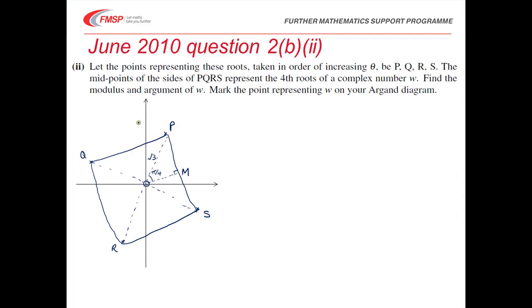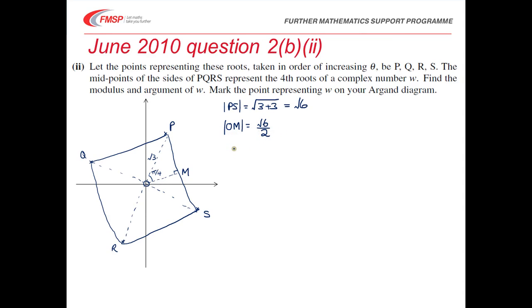Okay. The length PS, so the side of my square, is going to be the square root of 3 plus 3, using Pythagoras, which is √6, and therefore the length OM is going to be √6/2, half the length of a side, bearing in mind that's a square.